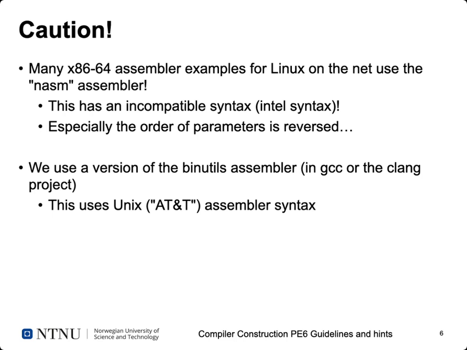We use a version of binutils, which is a part of the GNU toolchain, so part of the GCC binutils toolchain, and Clang, the new compiler toolchain, for example, that's used on macOS 10, also uses an assembler which is source code compatible. This uses a different syntax, the Unix or AT&T assembler syntax. There are two standards out there, so we're using the one that's most common on Unix here.